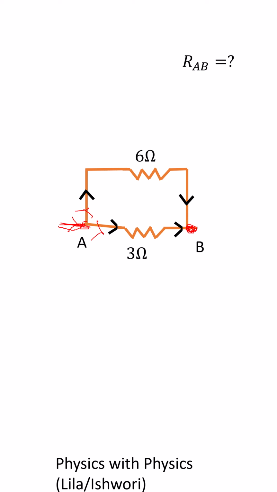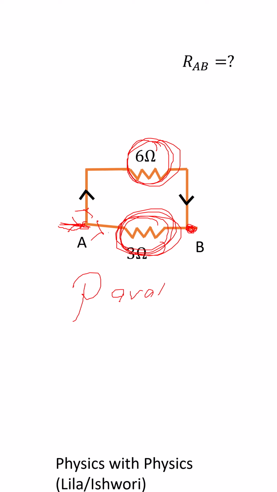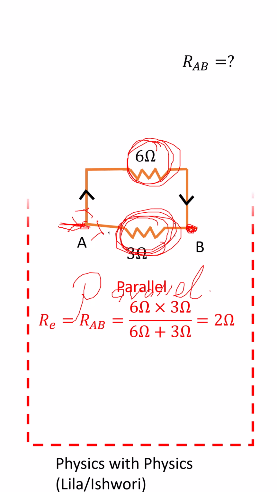Now, the current enters from this point A and gets divided here and meets at this point. That's why this 6 ohm and this 3 ohm resistances are in parallel. Their equivalent resistance becomes 2 ohm. The equivalent resistance of the given circuit is 2 ohm.